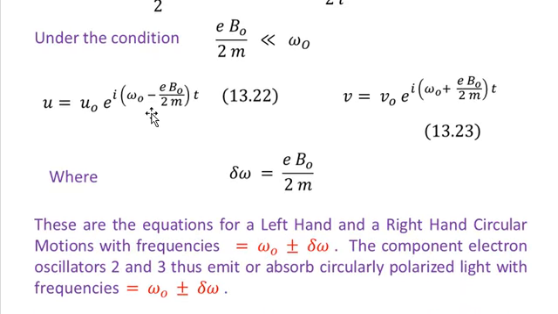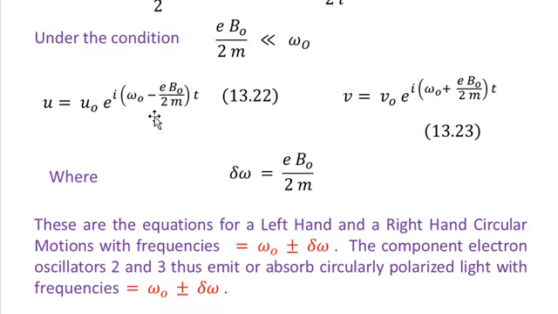You see that if you look at the coefficients of e to the power iota, e b naught over 2m is present in both these solutions. So this is actually delta omega. So delta omega is equal to e b naught over 2m. You know that we have omega naught in both the equations. We also have this parameter e b naught over 2m, which we represent as delta omega.